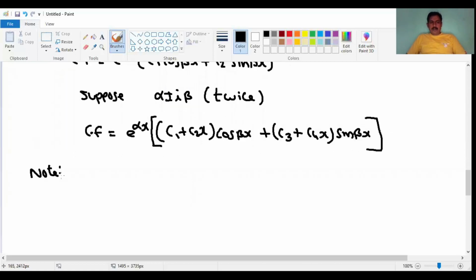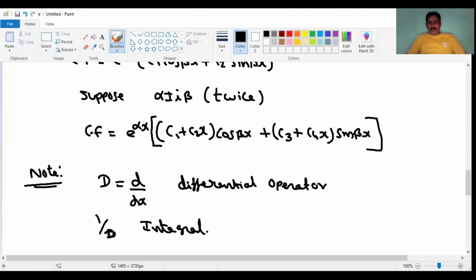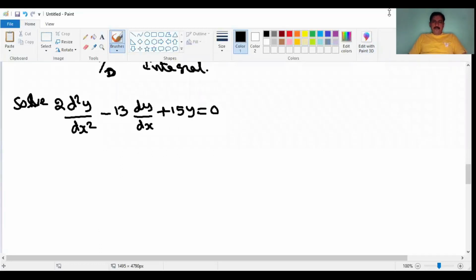Note, we should remember D means d by dx, the differential operator. 1 by D means integral. These two you should remember. We will see a problem. Solve 2 into d square y by dx square minus 13 into dy by dx plus 15y equal to 0.